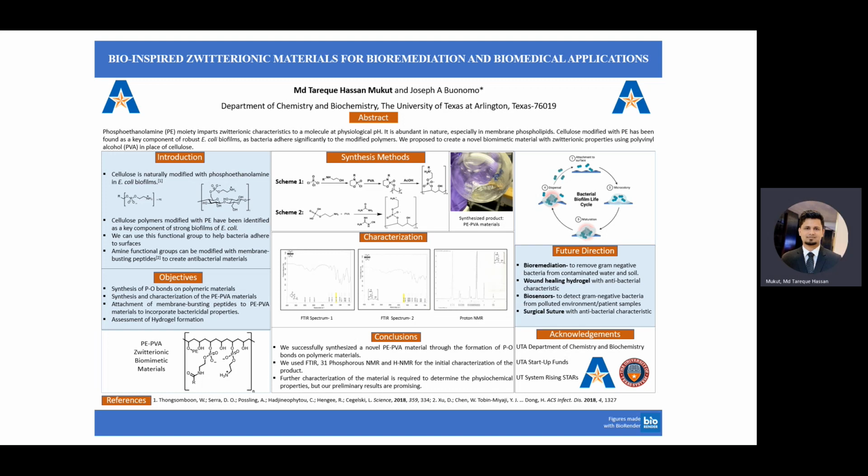The phosphoethanolamine moiety introduces deuteranic characteristics to a molecule at physiological pH. Cellulose modified with phosphoethanolamine can be found as a key component of robust biofilm of Escherichia coli because gram-negative bacteria added significantly to the modified polymer.